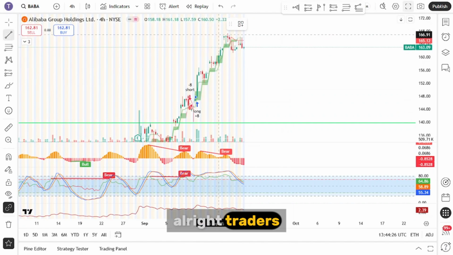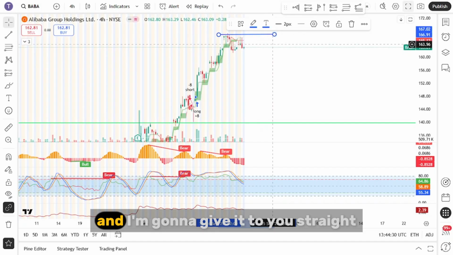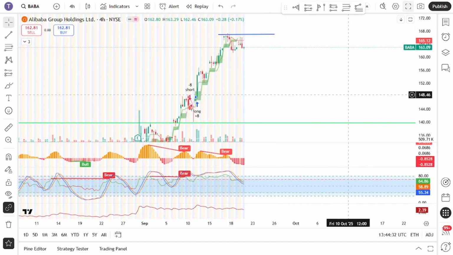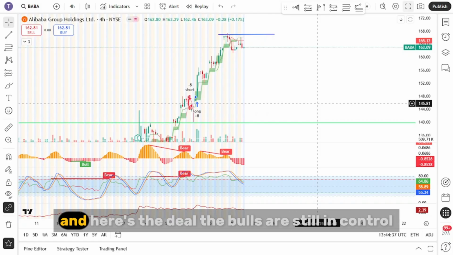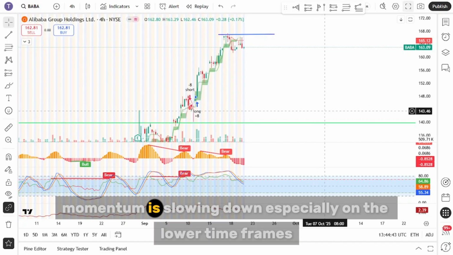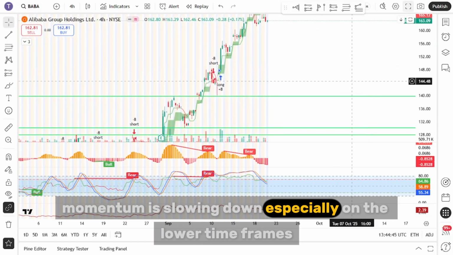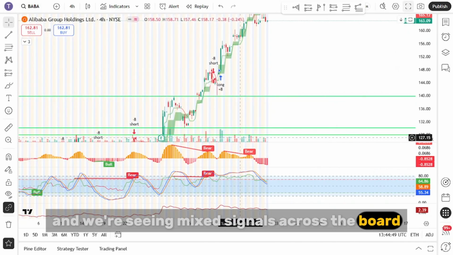All right, traders, let's talk about what could happen next with BABA stock. And I'm going to give it to you straight. We've looked at the 1-day, 4-hour, and 1-hour charts. And here's the deal. The bulls are still in control, but they're starting to sweat a little. Momentum is slowing down, especially on the lower time frames. And we're seeing mixed signals across the board.